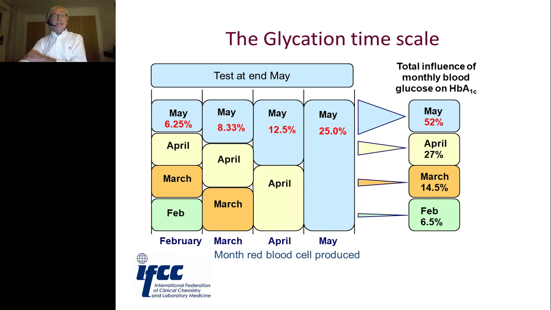52% of the result in that hemoglobin A1c is based on the month in which the sample is collected. Only 27% of the effect of that result is from the month before, 14% for the month before that, and only about 6% reflecting glycemia 4 months before the sample. So yes, overall, hemoglobin A1c does reflect glycemia over the preceding 3 to 4 months, but the vast majority of the effect on that result is within the month of the sample being collected.